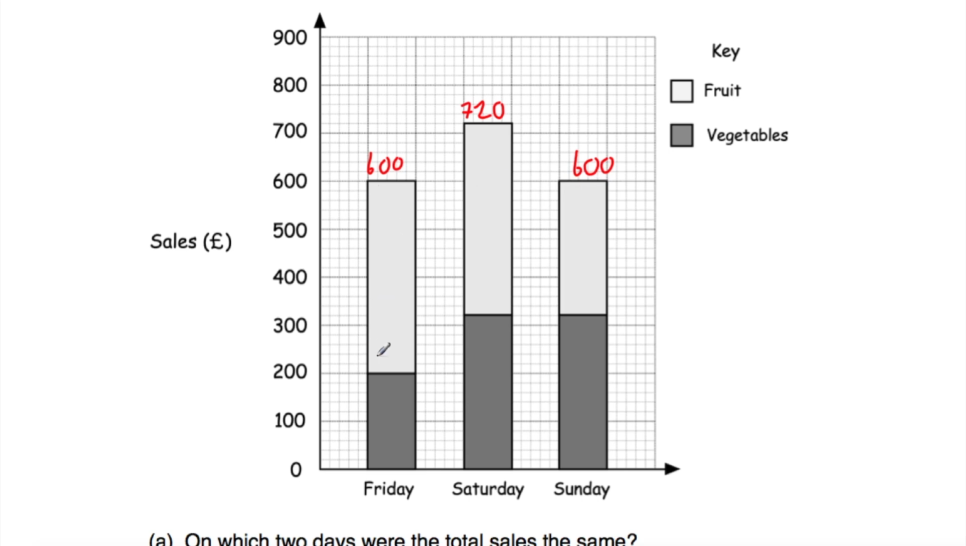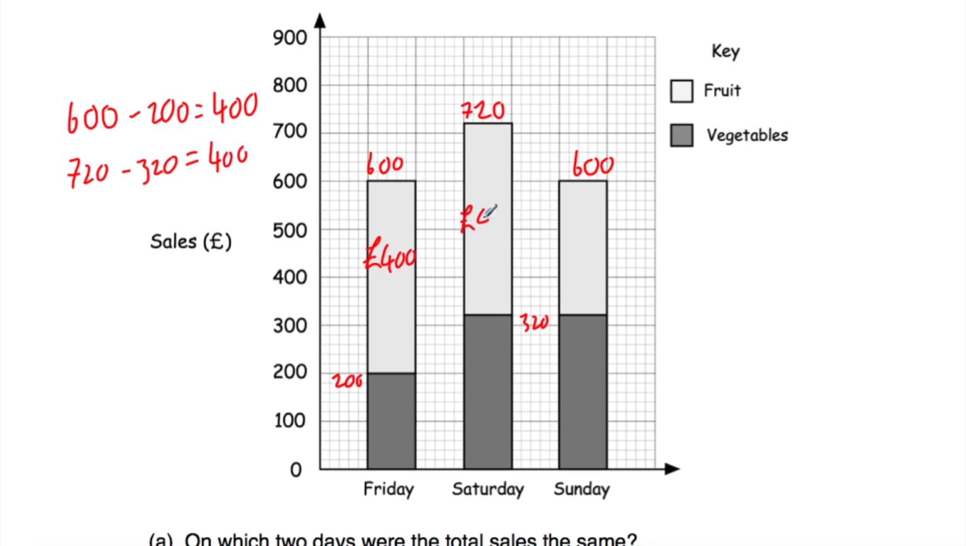Looking at it, I'm thinking it's going to be Friday and Saturday, because Sunday looks a bit smaller. It looks like she sold less fruit on Sunday than the other 2 days, but let's have a look and see. On Friday she sold £200 worth of vegetables. She sold £600 altogether. 600 take away 200 is equal to £400. So she sold £400 worth of fruit on Friday. On Saturday, she sold £720 worth altogether. The vegetables section is 320. And 720 take away 320 is equal to £400. So that's £400 as well.